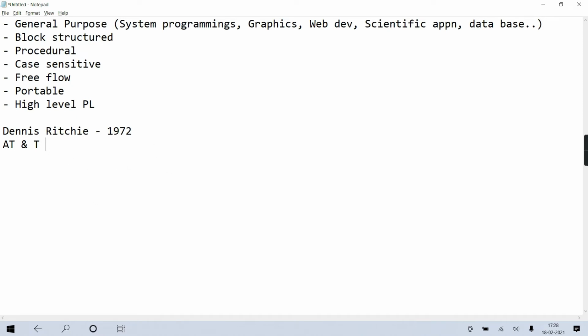So in America it is AT&T. We call it AT&T Bell Laboratories. Actually it is Murray Hill, New Jersey, USA. In this Bell Labs, Dennis Ritchie was a very lead programmer, a very prominent person, a legend in Bell Laboratories, and he invented C programming in around 1972.